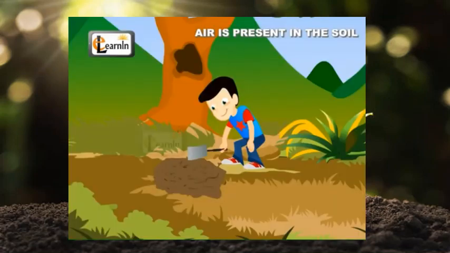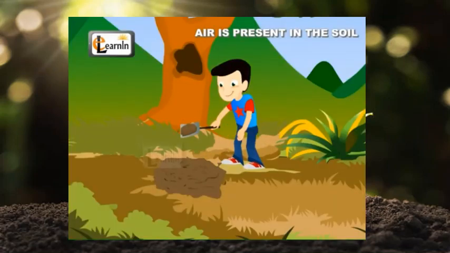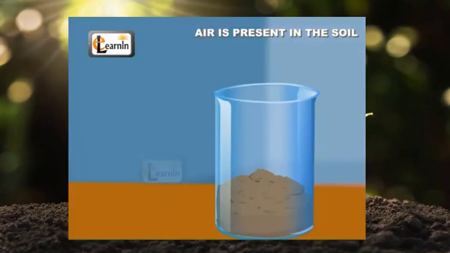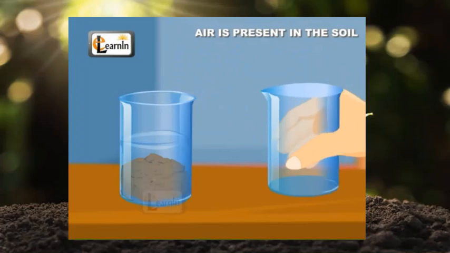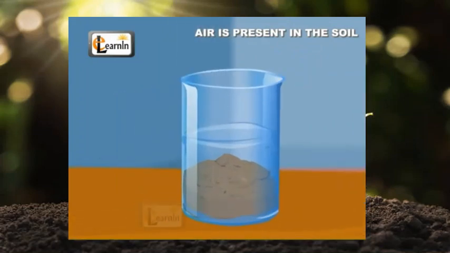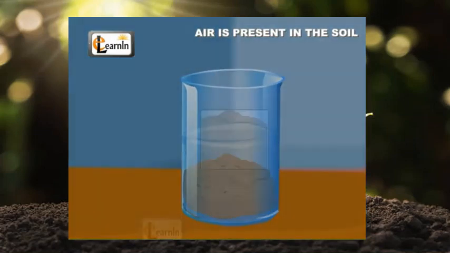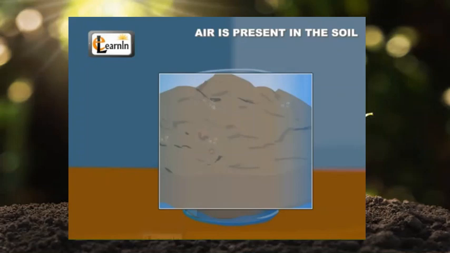Dig out a small lump of soil from your garden. Place this lump of soil in a small vessel. Pour a small amount of water on it. Bubbles are observed coming out of the soil. This is because the water molecules displace the air present between the soil particles, and the air rises and escapes from the surface as bubbles.